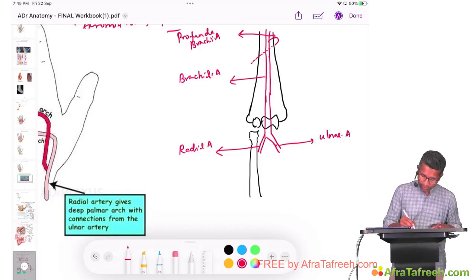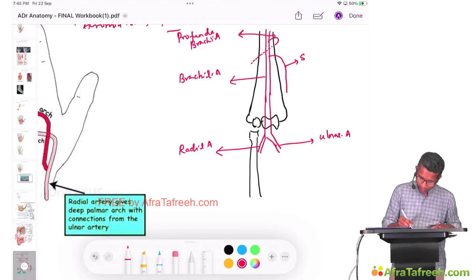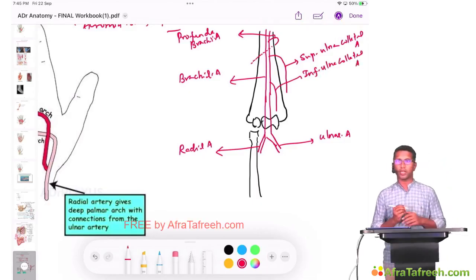One branch which runs on the posterior aspect of the arm is the superior ulnar collateral artery. Another branch which runs inferiorly is called the inferior ulnar collateral artery.